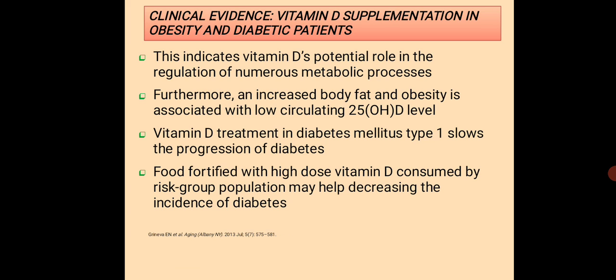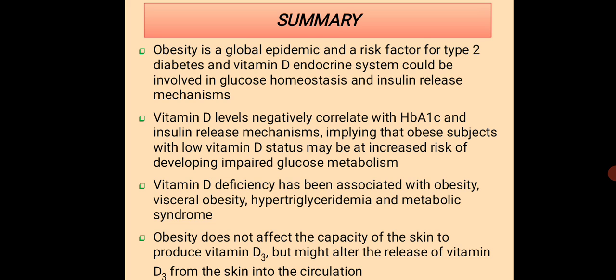Furthermore, increased body fat and obesity are associated with a low circulating 25-hydroxy vitamin D level. Vitamin D treatment in diabetes type 1 slows the progression of diabetes. Food fortified with high-dose vitamin D consumed by the risk group population may help decrease the incidence of diabetes. Here is the summary, and we have also checked the important role of vitamin D in coronavirus, that it activates the immune system and helps people to defeat the coronavirus.